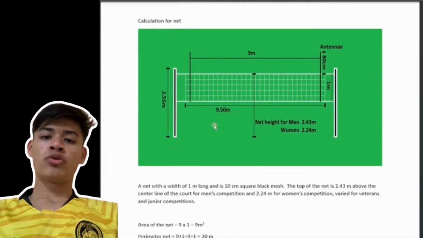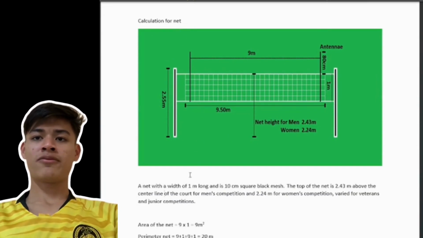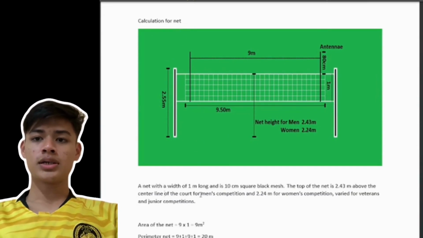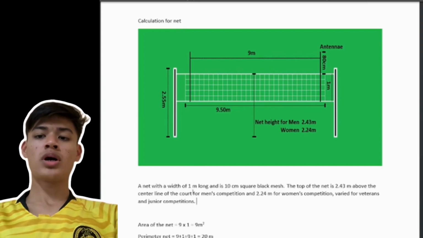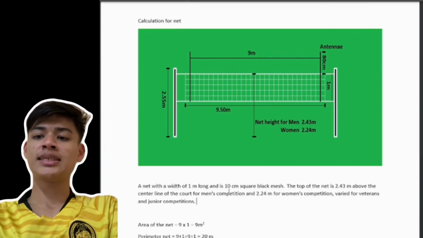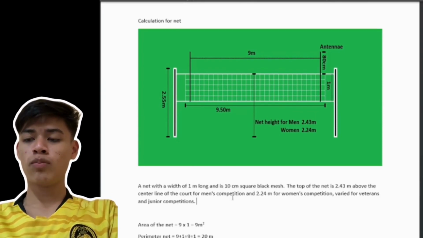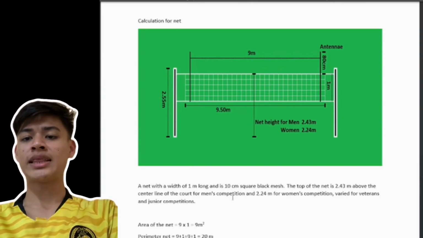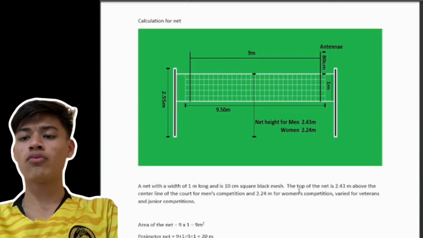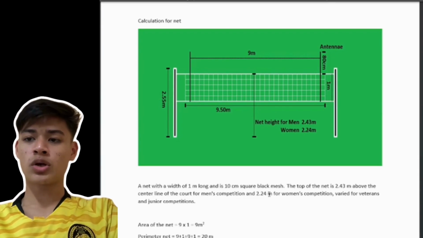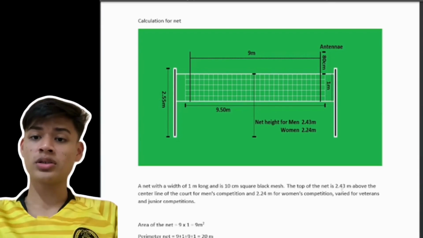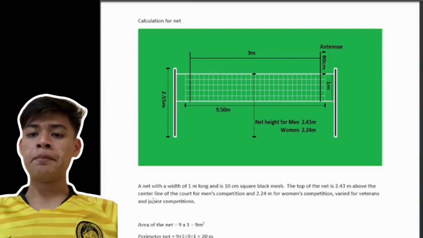Okay, so now we move on to the calculation for the volleyball net. A net with a width of 1 meter and a 10 cm square mesh. The top of the net is 2.43 meters above the center line of the court for men's competition and 2.24 meters for women's competition, varied for veterans and junior competition.